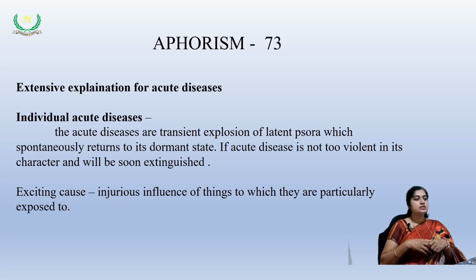Individual acute diseases are those diseases where there is a transient explosion of latent psora when the person is exposed to the exciting cause. So when a person gets exposed to exciting cause, there is a transient explosion of latent psora and it has got a capacity to spontaneously return back to its dormant state. If acute disease is not violent in its character, then it will spontaneously come back to its latent stage and soon it will be extinguished. What are exciting causes? We get exposed to many things every day, but if they keep an injurious influence on us, that becomes exciting for that particular acute disease.